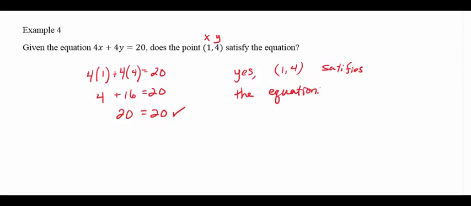If you would like to solve this graphically as well, you could graph that equation if you solved for y. And then you could trace the graph on your calculator and see if it does go through the point 1 comma 4. But that is not necessary here.